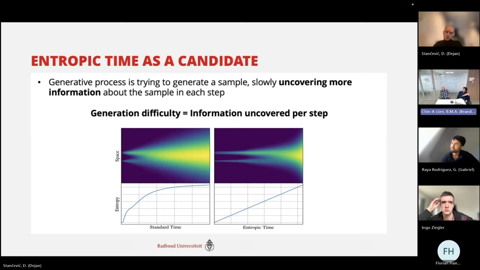So it's less important what you choose, but effectively entropic time tells you, and this is why this works so well in discrete data, don't waste function evaluations in places where nothing is happening, because at low noise level, essentially nothing is happening.